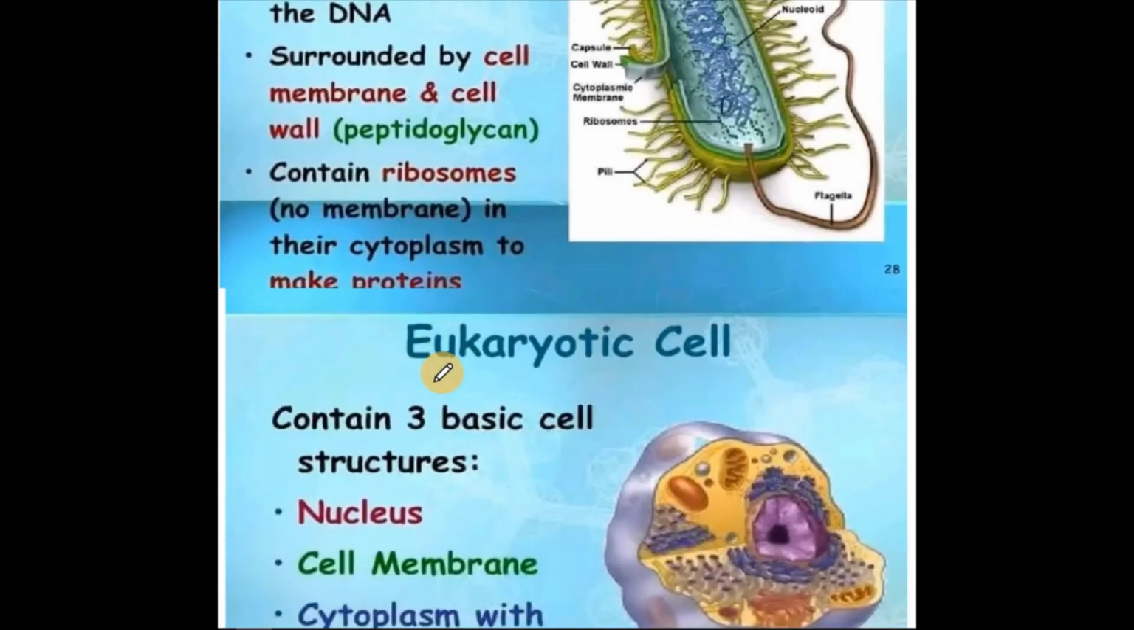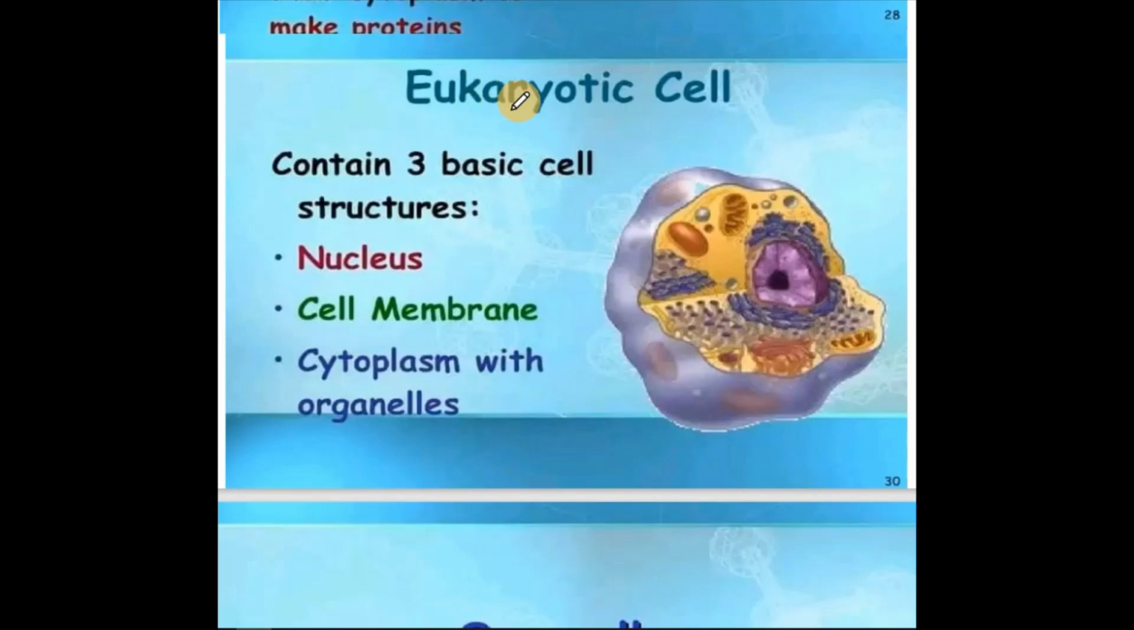The other type of cell is what we call a eukaryotic cell. These ones have membrane-bound organelles. So we have three basic cell structures. We can have the nucleus, we can have the cell membrane, then we can have the cytoplasm with all the organelles. So all the organelles in eukaryotic cells are found in the cytoplasm, together with the nucleus.